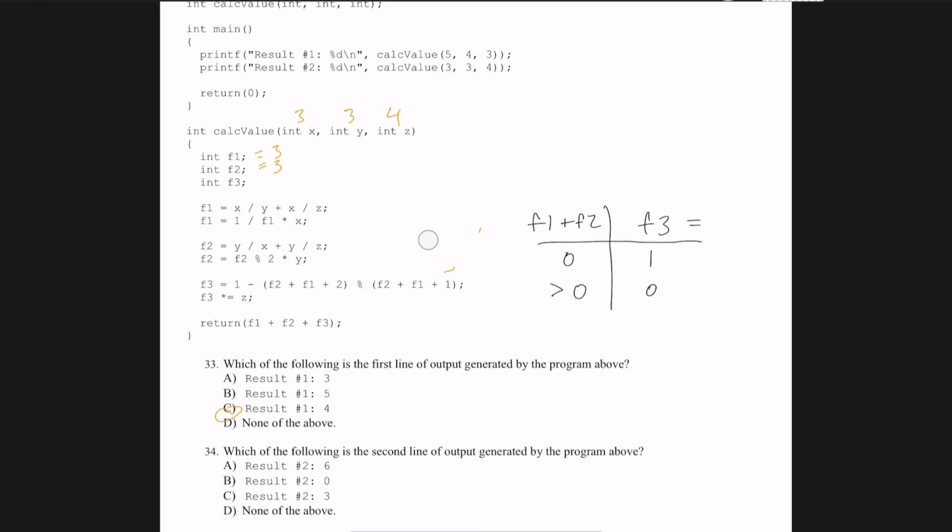Now for f3, we are using the same table we created in the last question. f1 plus f2 is 6, which is greater than 0, so f3 is equal to 0. f3 equals the current value of f3, which is 0, times z, which is 4. 0 times 4 is 0. So now we return back the sum of our three f variables. 3 plus 3 plus 0 is equal to 6, so our answer is A.